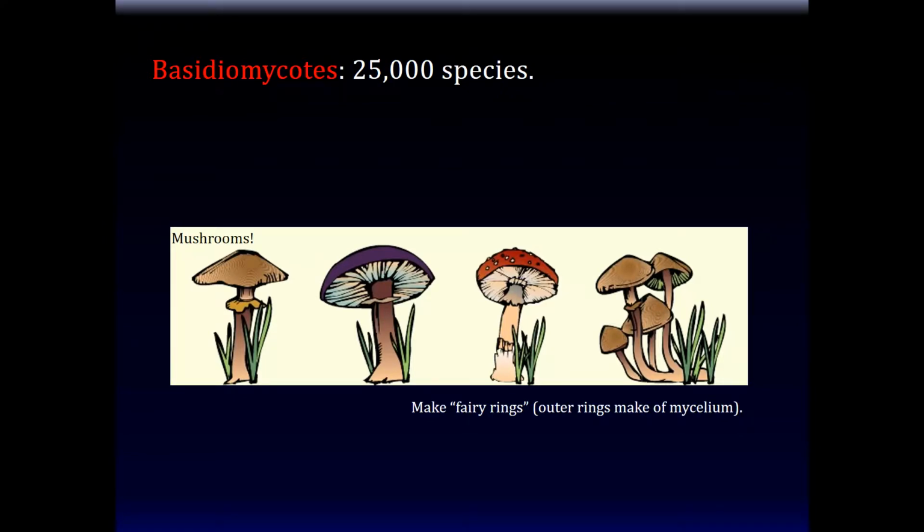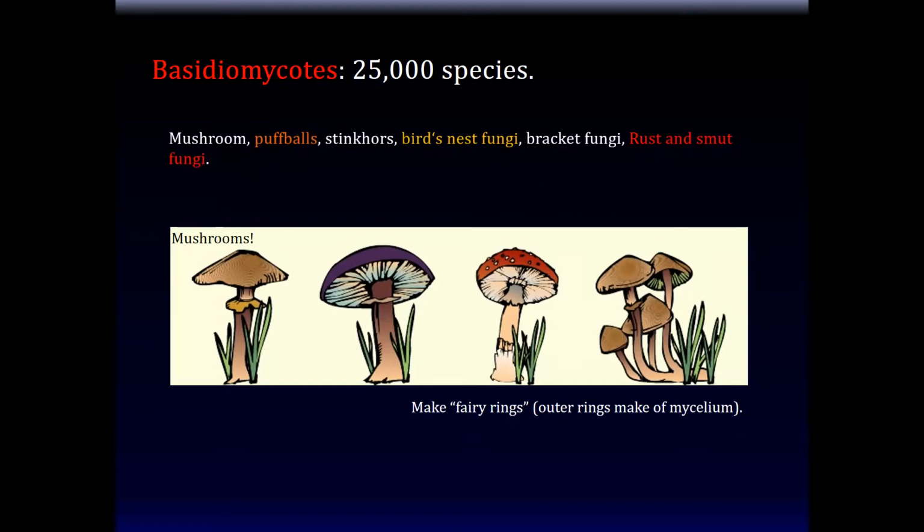So they're basically mycelium. All fungi are big mycelium, right? It's kind of funny. Examples: mushrooms, puffballs, stinkhorns, bird's nest fungi, bracket fungi, rust and smut fungi. Basically, all kinds of fungi.